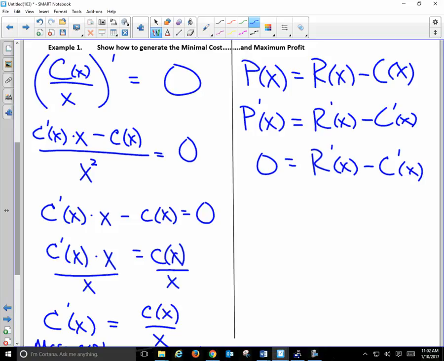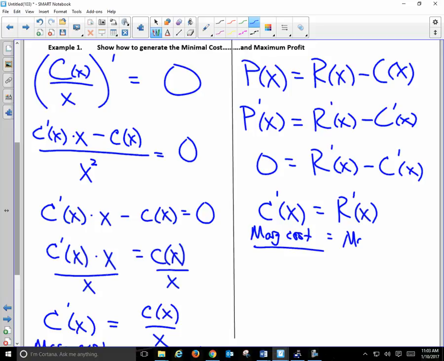Anybody know what I can do to make this look a little bit different and useful? Just add the C prime over to the other side, and we get C prime of X equals R prime of X. So the question is, when does the maximum profit occur? When the marginal cost function is equal to the marginal revenue function. When that happens, we have maximum profit.